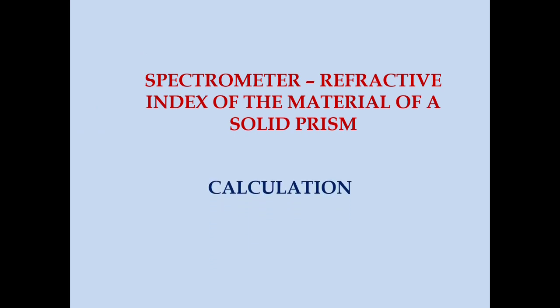In this video, we will learn how to calculate the refractive index of the material of a solid prism using a spectrometer. Usually, in this experiment, students face two difficulties. The first is they do not know how to handle the spectrometer, and the second is they find it difficult to calculate for all these spectrometer experiments. For the first difficulty, I couldn't give any fix, but for making the calculation easy, I can give you some tricks and hints.